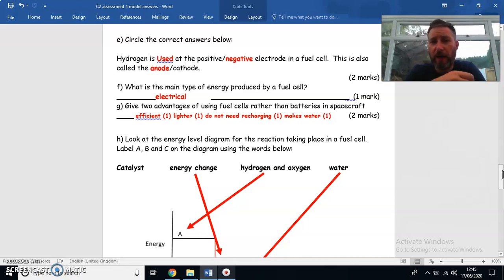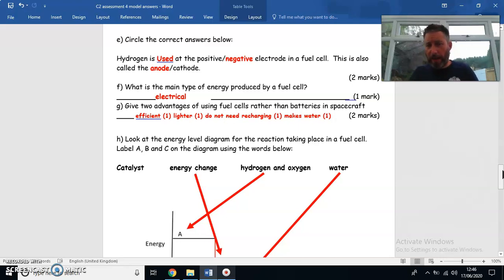Now that's not part of the question, that's just me modifying the question so it makes sense. So please change your question. If you're going to keep this for notes later, change that question so it actually makes some sense. Hydrogen is not made in a fuel cell. What you can do is you can reverse a fuel cell and make hydrogen, but that's not what the question's talking about. So hydrogen is used in a fuel cell, and it's used at the negative electrode.